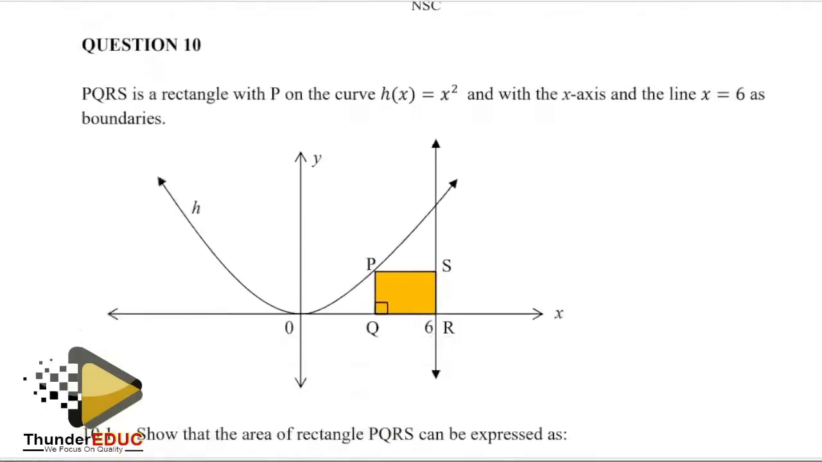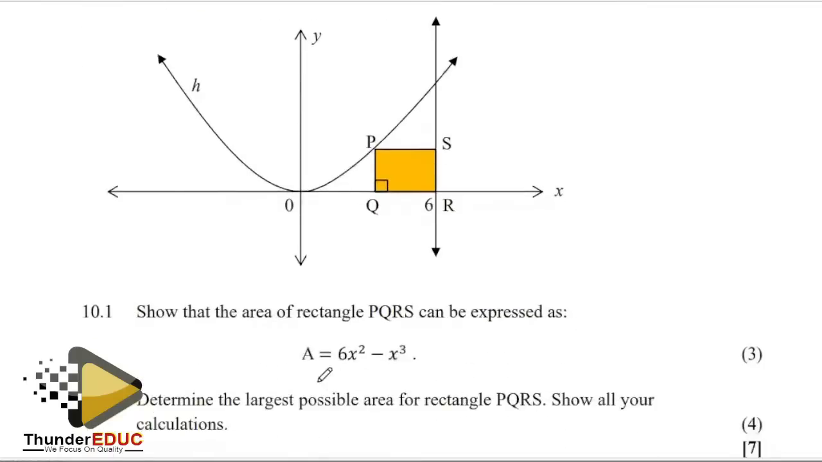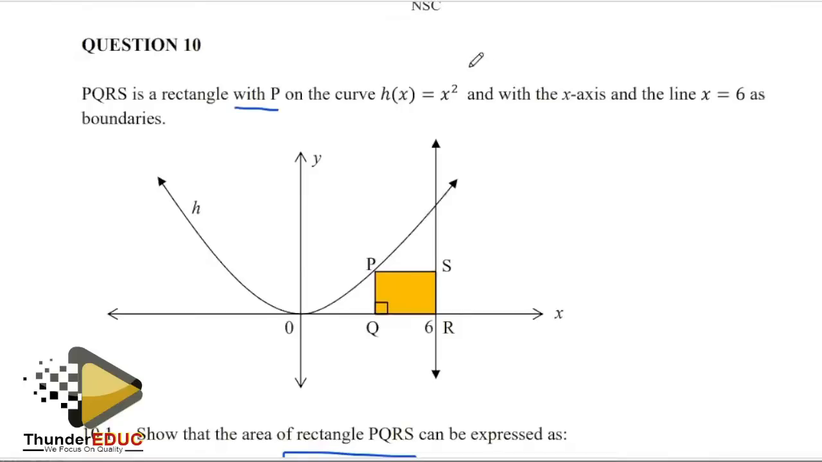Then you have question 10. PQRS is a rectangle with P on the curve H of X is X squared, and all of that. X is 6 with boundaries. Can we show that the area of PQRS can be expressed at that? So in this case, they'll give us a formula, which formula we shall move towards. So this is what they are looking at. Now, what did they give us? They gave us the equation of H as X squared.